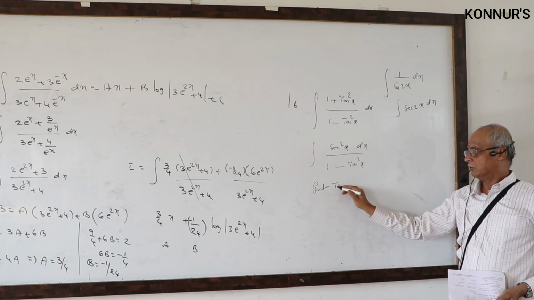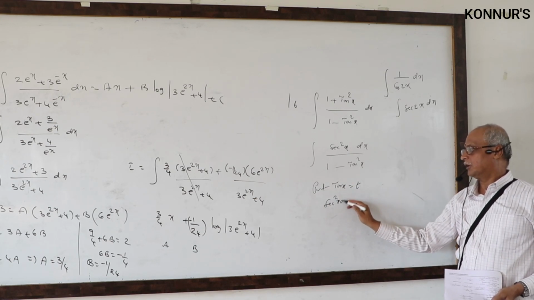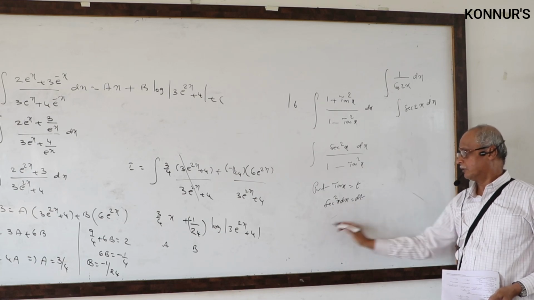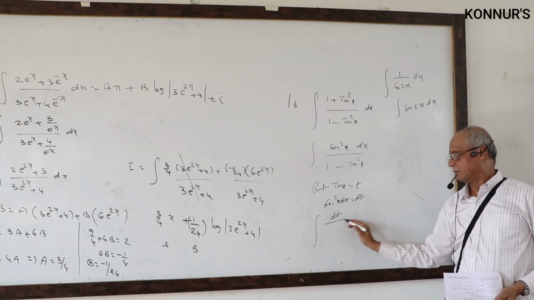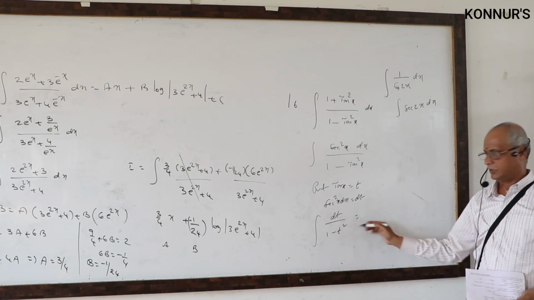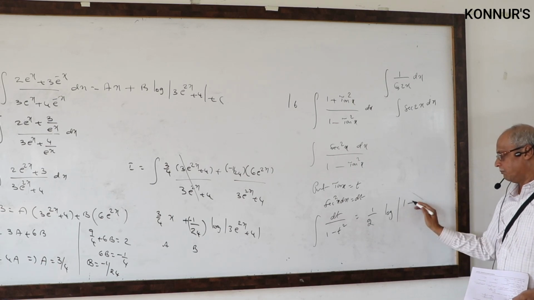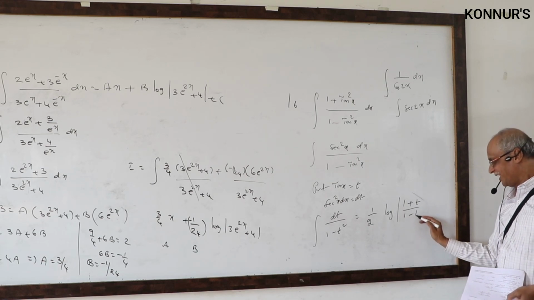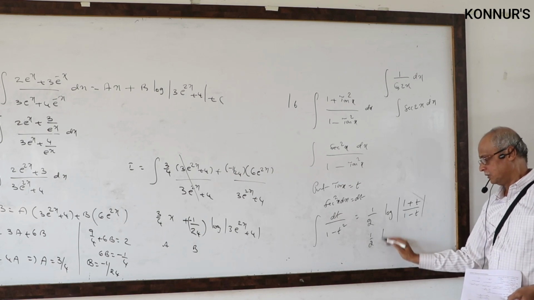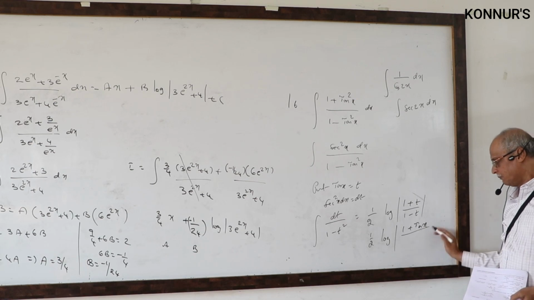Tan x is equal to t. Sec square x dx is dt. Therefore, dt by 1 minus t square. What is this result? 1 by a square minus x square is 1 by 2a log of (a plus x) by (a minus x). So it is half of log, where t value, 1 plus tan x by 1 minus tan x.